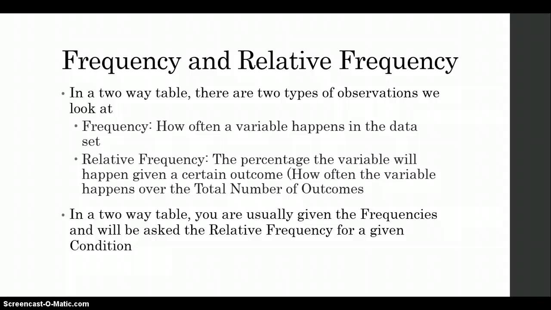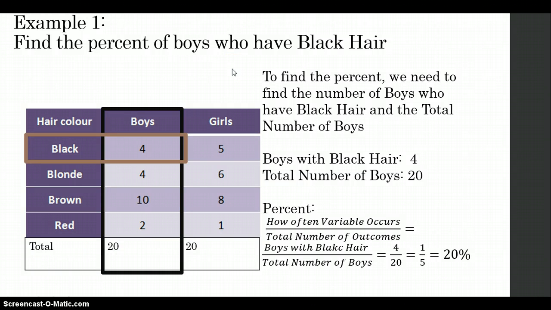Frequency is just how often something occurs, and relative frequency is the percent that a variable happens given a certain outcome. So for example, what's the percent of boys who have blonde hair? That's a relative frequency. A frequency would be how many boys have blonde hair. To find relative frequency, we do how often the variable happens over the total number of outcomes. So in a two-way table, you're usually going to be given the frequency, and we want to find the relative frequency for some condition. So for example, we want to find the percent of boys who have black hair.